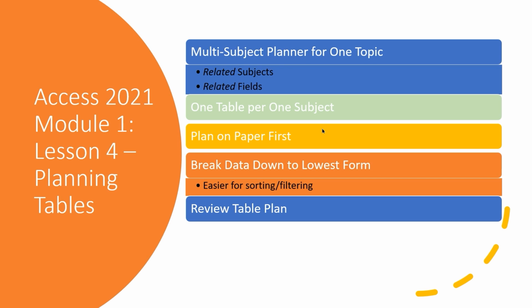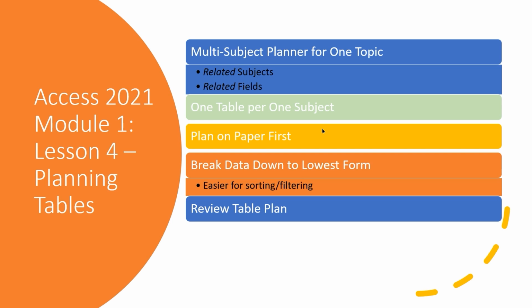When I learned how to plan database tables, I learned to think of a database as a multi-subject planner that has one overall topic. So the database that we're going to create is going to be similar to Northwind in theme, in that it's really going to be about customers, their orders, and things of that nature, products. So a multi-subject planner for one topic, and then you have related subjects, which are the different tables. Each table should cover one topic. So a customers table, an employees table, a products table.